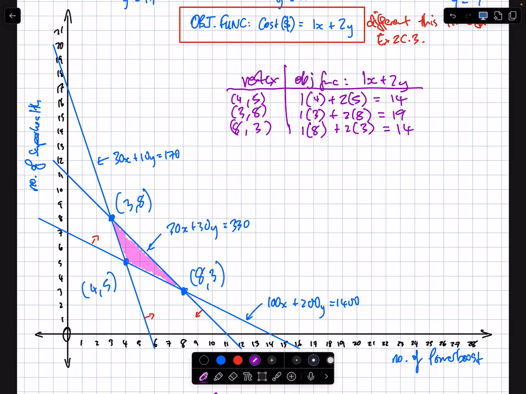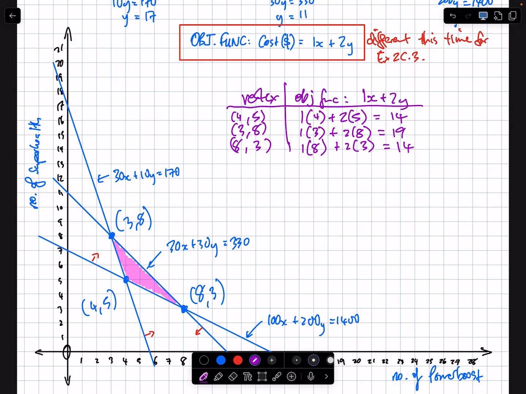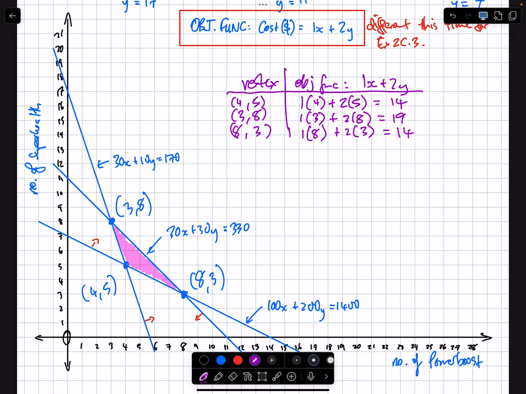That is what's new. Okay? We have done nothing different, but this is what's new, because we were trying to minimize Hano's costs. Buying 3 and 8 is going to cost $19. That's not the minimum. But 4 and 5 is $14. But what's different today is you've got another minimum, 8 and 3.